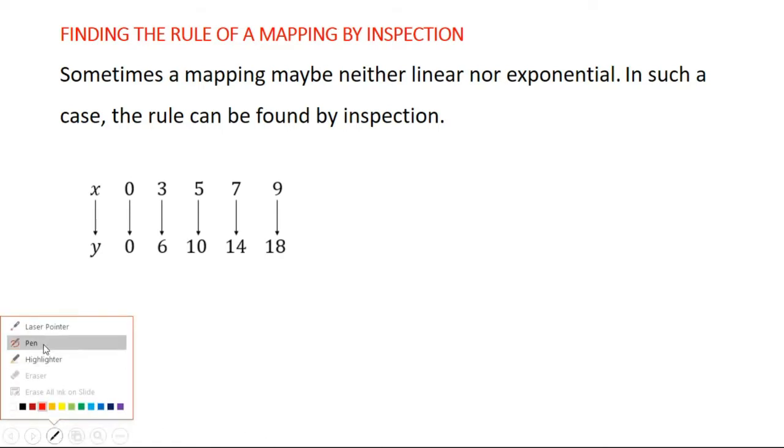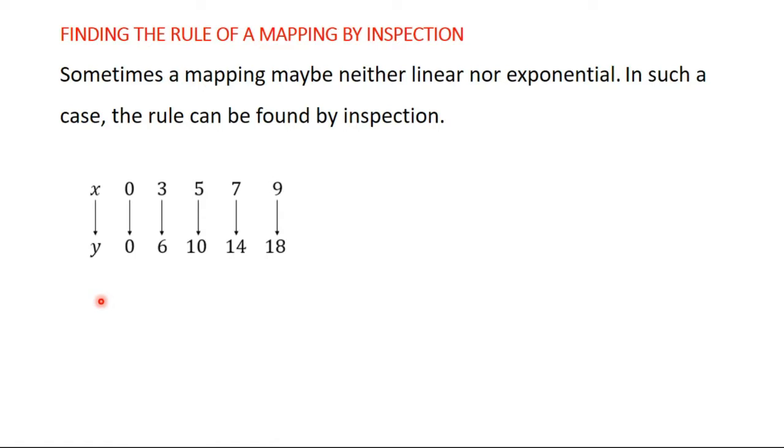Look at this example. You can see from here the common difference between elements in the domain. Let's look at that. 3 minus 0 will give us 3. 5 minus 3 will give us 2. 7 minus 5 will give us 2. And 9 minus 7 will give us 2. So between these consecutive elements, between 3 and 5, between 5 and 7, between 7 and 9, the difference is 2. But between 0 and 3, the difference is 3. So it is not the same. For a linear mapping, we know that the difference between all consecutive elements must be the same.